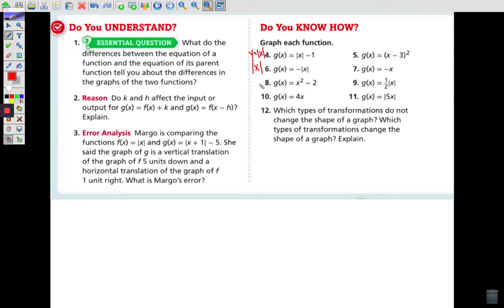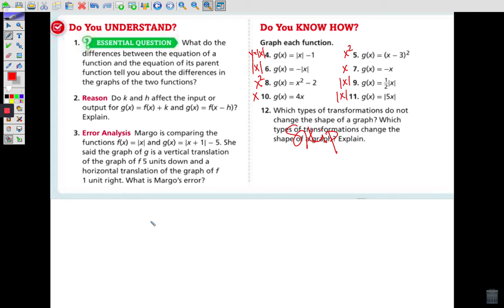If you put it in the calculator, you can put it in y equals. But it's wanting you to graph both of these, okay? Both the parent function and the transformation.